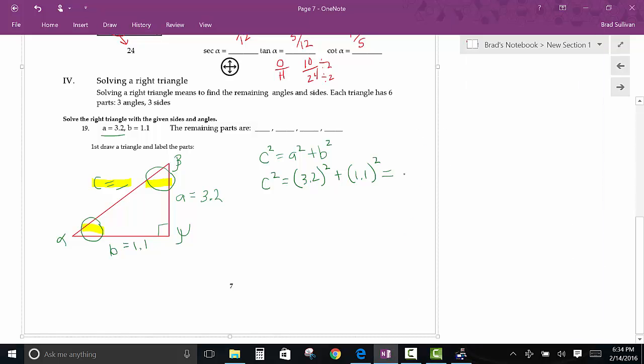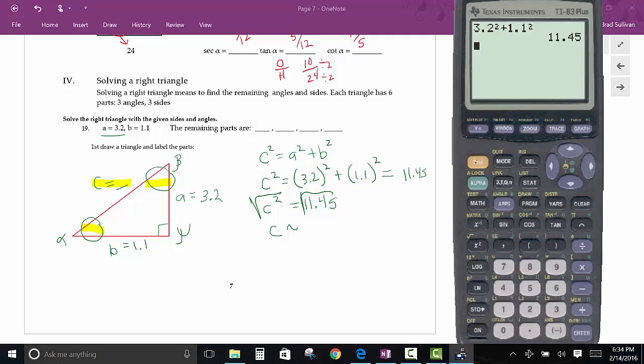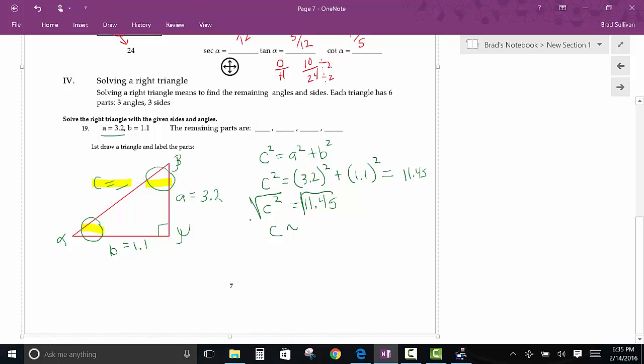So I'm going to go back and write this out as 11.45. Now what I have is c squared equals 11.45. Remember, if you solve for c, you take the square root of both sides, and then we get an approximate answer. I'm just going to round these to 1 decimal place. So on the TI, we take the square root of 11.45, and that gives 3.4. So we'll round that to 3.4, and then we'll have that part of the triangle solved.